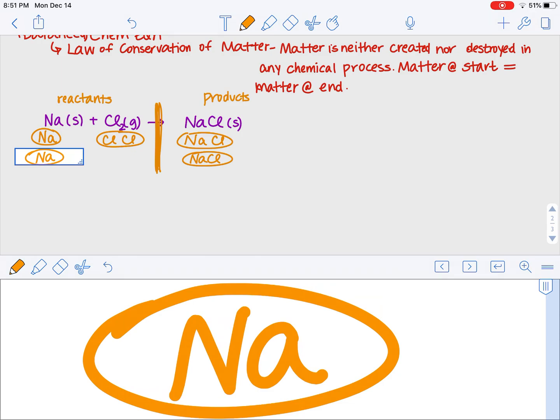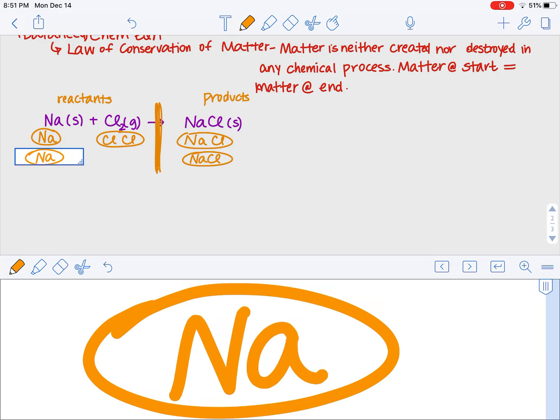So when I look visually now, I start with 2 sodium atoms, end with 2 sodium atoms, start with 2 chlorine atoms, end with 2 chlorine atoms. Everything is balanced. The matter that I start with, the matter that I end with are equal in type and in number.